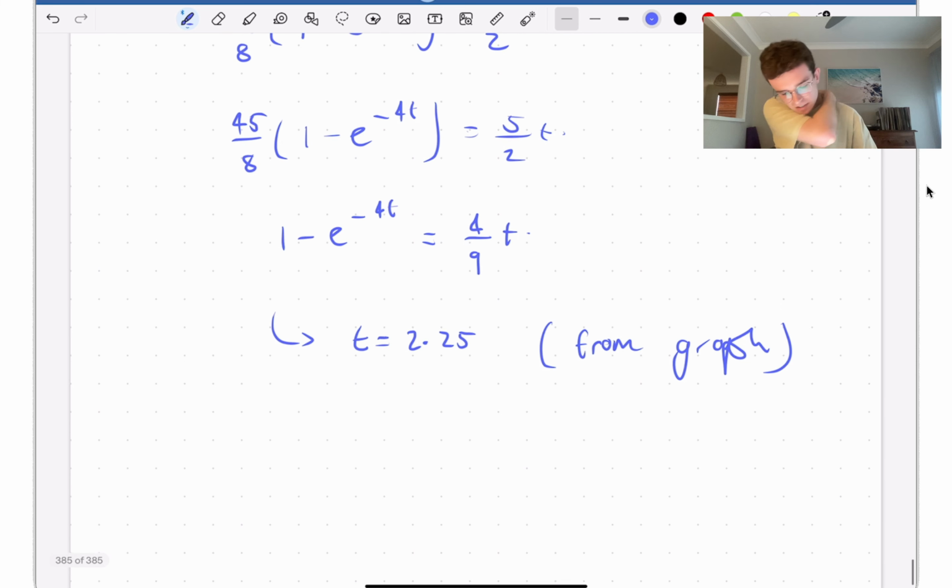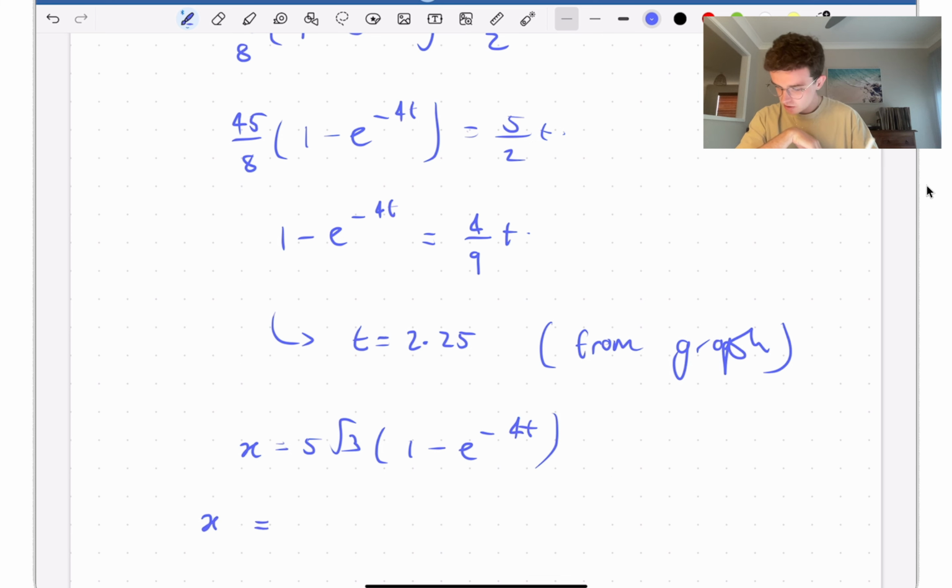Right, so the range occurs at time 2.25, and we're just going to substitute that into my equation for x. So the equation was 5 root 3, 1 minus e to the minus 4t. Substituting in that value of t, you'll get about 8.7 meters. All right, thank you.